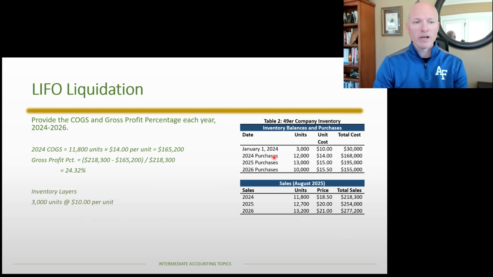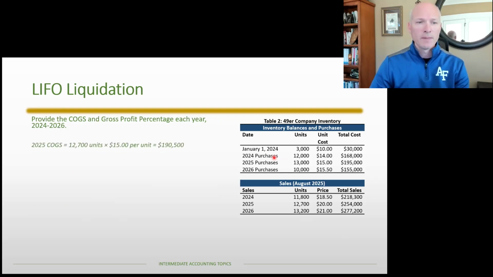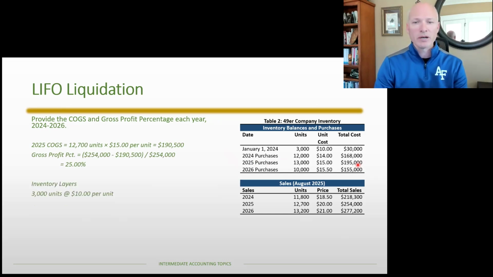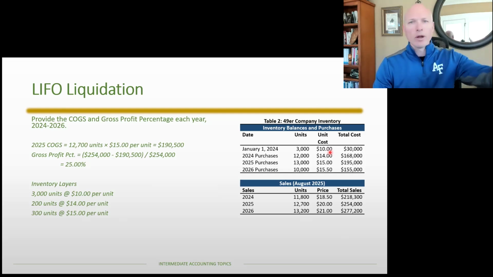And then we got another layer, right? So we've got the 3,000 units, and now we've got a few units from 2024. And then in 2025, again, we're taking everything out of that 2025 layer because we bought more than we sold. When we do that calculation, we get a gross profit margin of 25%. Nothing really going on here, but now, of course, we've got three layers. We've got the layer at $10 a unit, $14 a unit, and another layer at $15 a unit. Again, this is just building layers. You can imagine this going on for a decade potentially, right?